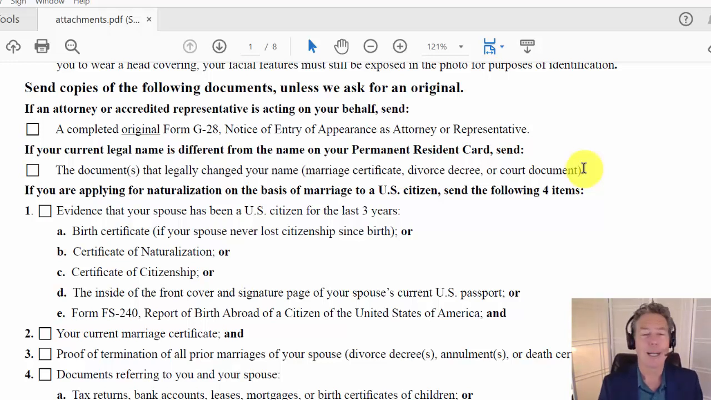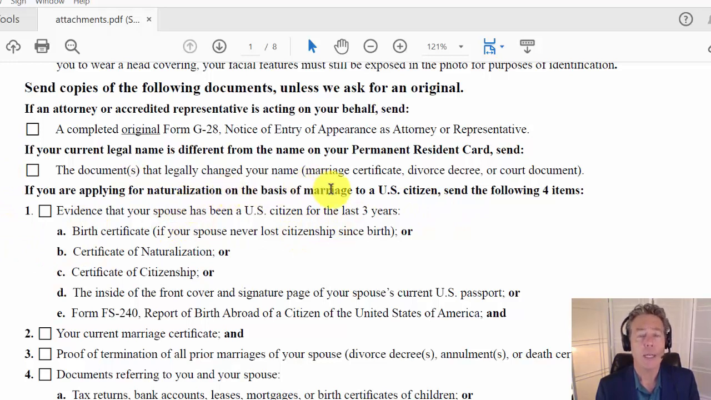But a lot of times, no way does that happen. So they want to be able to trace your name from your birth certificate name to the name you're going to be using on your permanent resident card. And because you are seeing a judge in a federal court atmosphere, when you're swearing in, they can actually do a name change as part of your N400, and you'll see that on the form when we go through it. Evidence that your spouse has been a U.S.